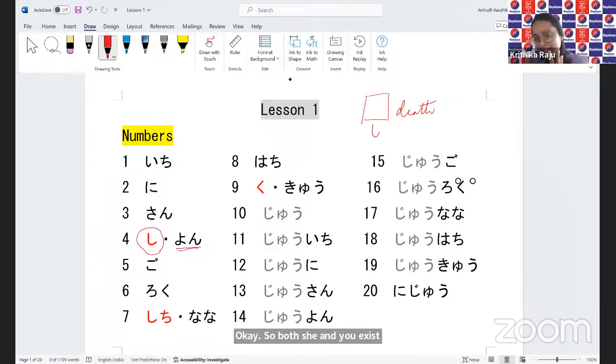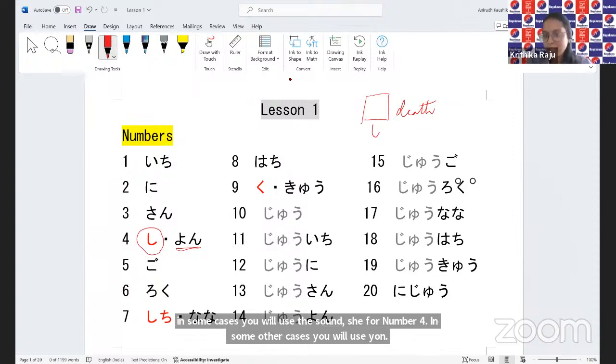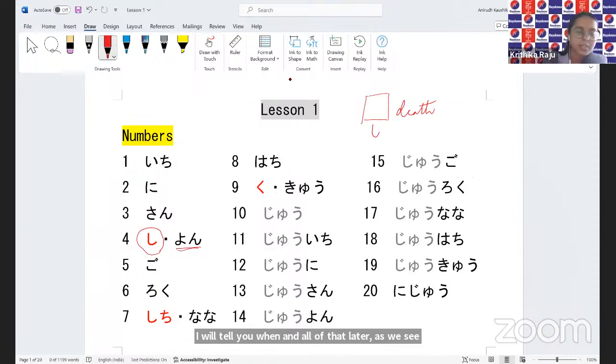In certain cases, when you say numbers, you can be using numbers for a lot of things. You can be using numbers to count a lot of things, to talk about the dates, to talk about the year, to talk about price. So in some cases, you will use the sound shi for number 4. In some other cases, you will use yon. I will tell you when and all of that later. As we see it, I will explain it. Similarly, number 7, right? It was shichi.